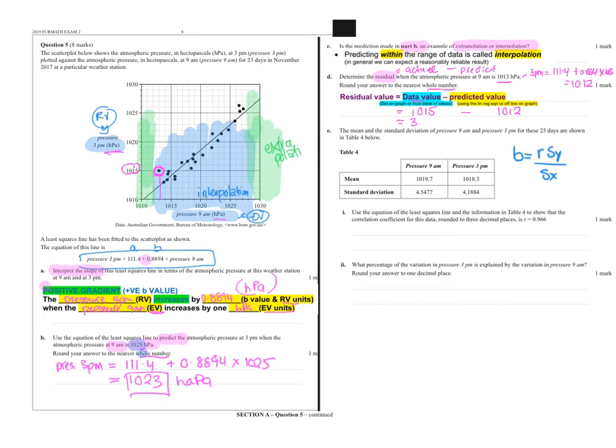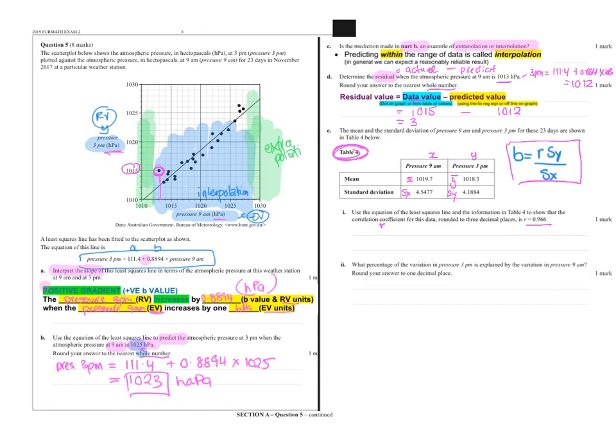All right, then the mean and standard deviation of pressure at 9 a.m. and 3 p.m. for these 23 days are shown. So this is my X, this is the mean of X. This is my Y, this is the mean of Y, and SX and SY. Use the equation of the least squares line information in table 4 to show that the correlation coefficient, R, for this data is this. Because they're making you use this information from this table, you need to use this formula, which I've found again for you. So we would type that in.